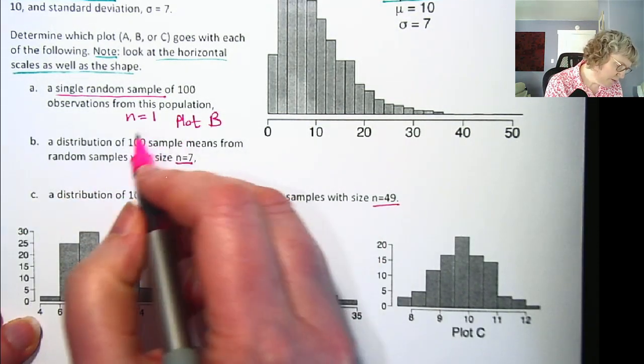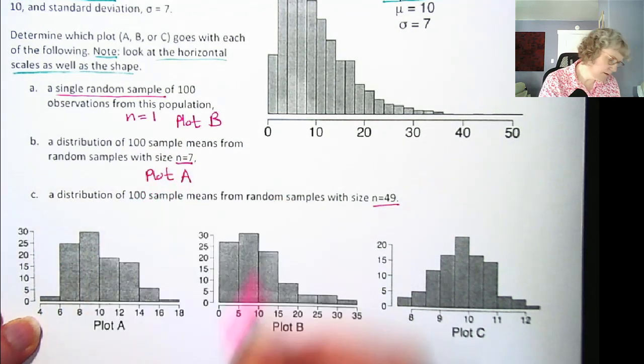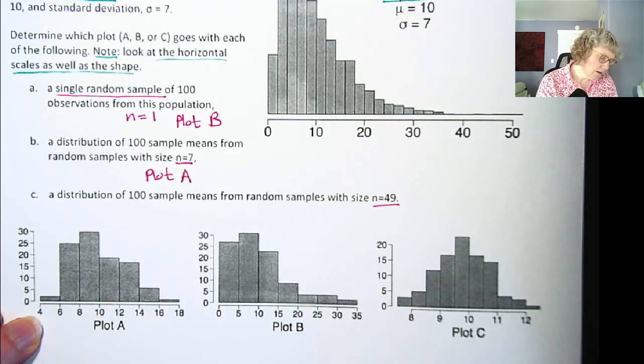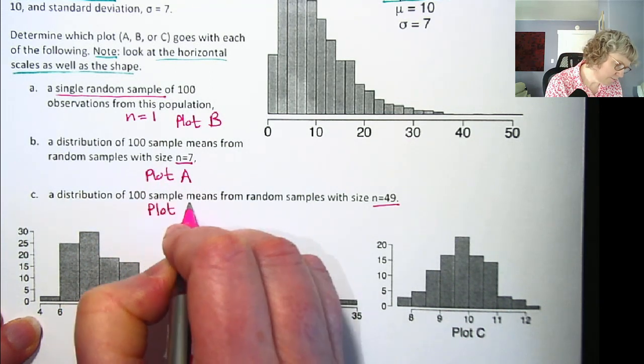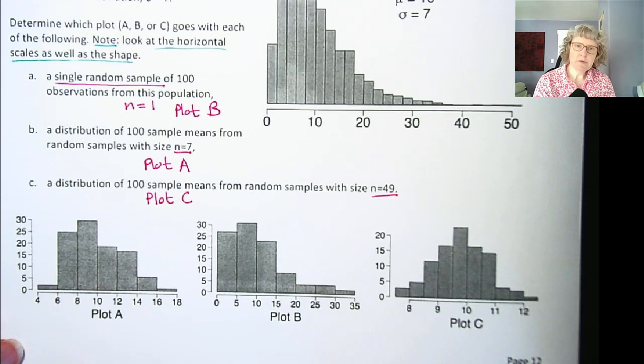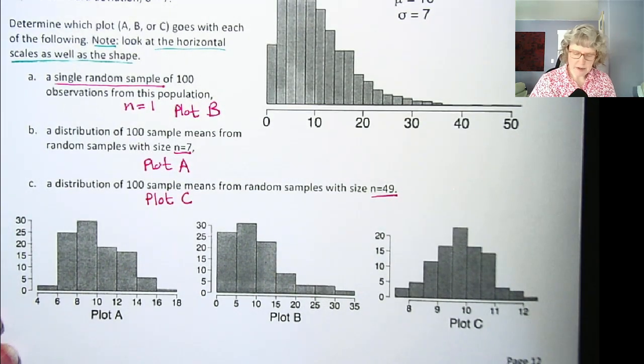So letter B, the second one, is actually plot capital A. You can see it's starting to get a little more symmetric, but not fully symmetric like plot C, which is letter C. Okay, so I hope that helps you. You might have some matching questions like that to match those together, and I'll see you in the next video for some more examples.